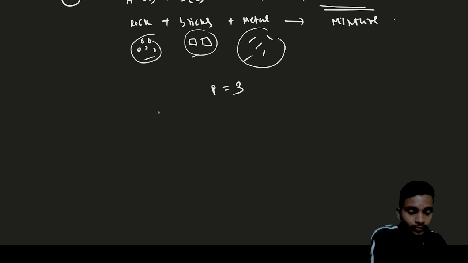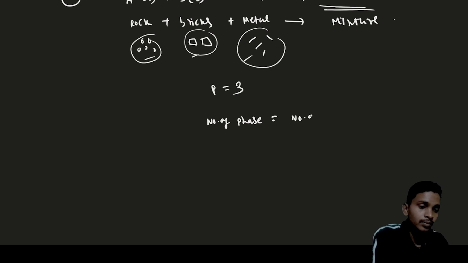Okay, so if all are solids, then the number of phases is equal to the number of solids present in the mixture.